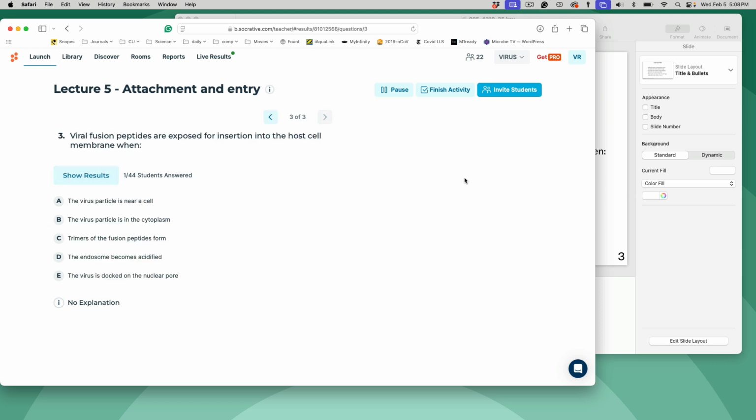Next question is, viral fusion peptides are exposed for insertion into the host cell membrane when the virus particle is near a cell, the virus particle is in the cytoplasm, trimers of the fusion peptides form, the endosome becomes acidified, the virus is docked onto the nuclear pore. When are the fusion peptides exposed? This is a tricky question. Be careful.